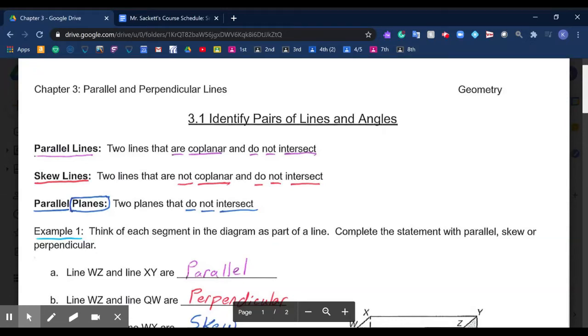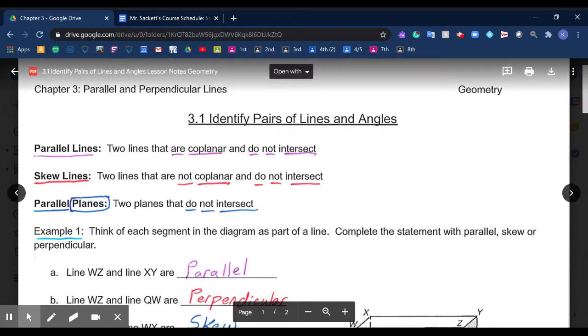Hi, and welcome to Lesson 3.1, Identify Pairs of Lines and Angles. This is our first lesson in Chapter 3. Chapter 3 focuses all on parallel and perpendicular lines, and obviously the angles that parallel and perpendicular lines create. So we need to begin with a few different definitions.